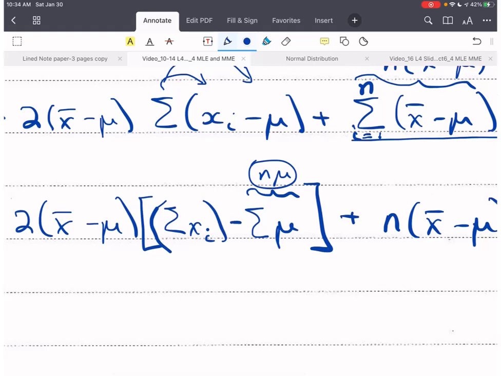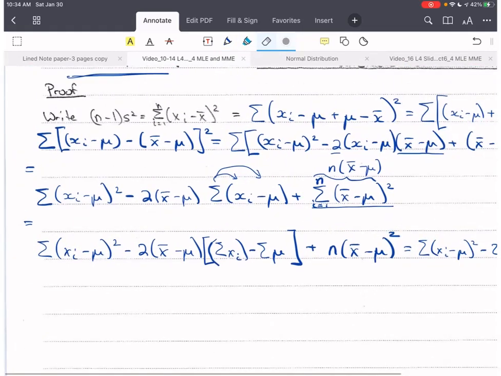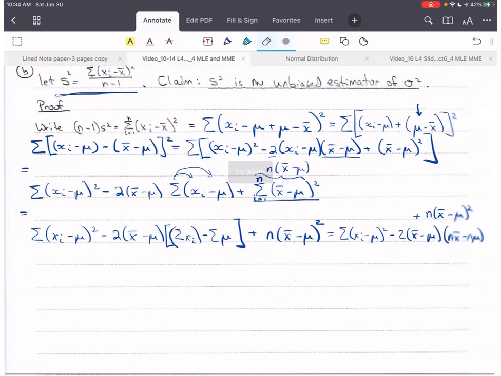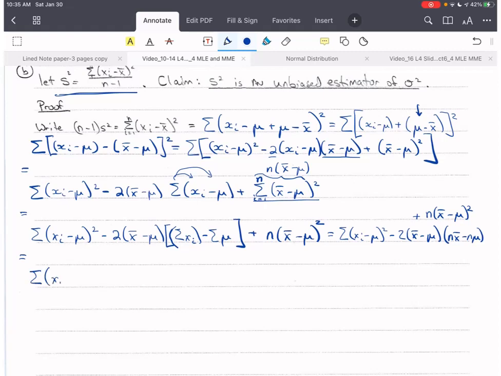There we go. And then I'm going to get rid of this. All right, clean up our proof here. Okay, so now this is equal to, and we have the sum of xi minus mu quantity squared.